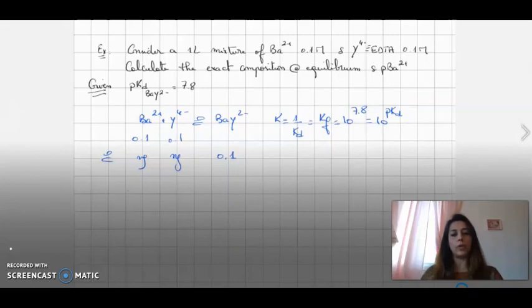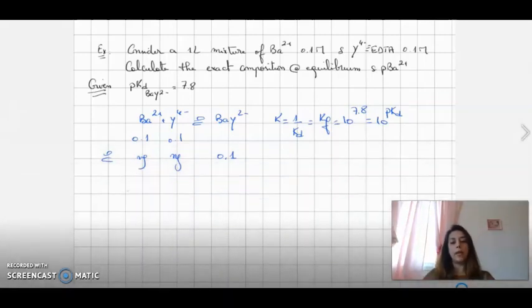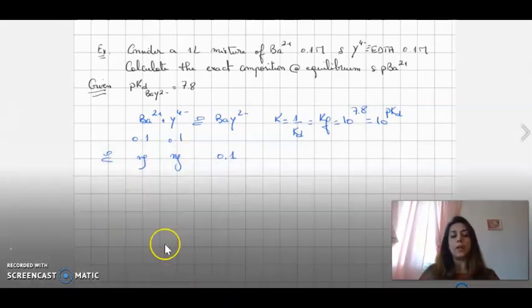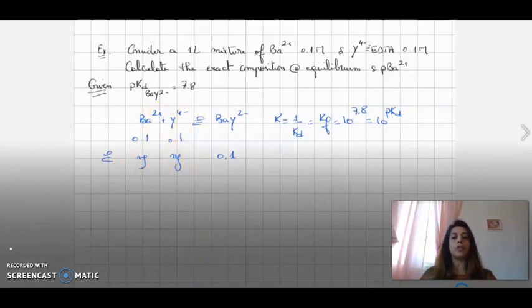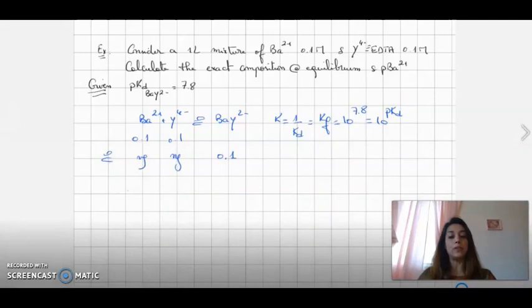So at equilibrium, what we have in the medium is BaY2-. To determine the exact composition, BaY2- will have the dissociation of BaY2- as the equilibrium of control. So BaY2- will give us back Ba2+ and Y4-. For Ba2+, I have 0.1 minus epsilon, epsilon, and epsilon.